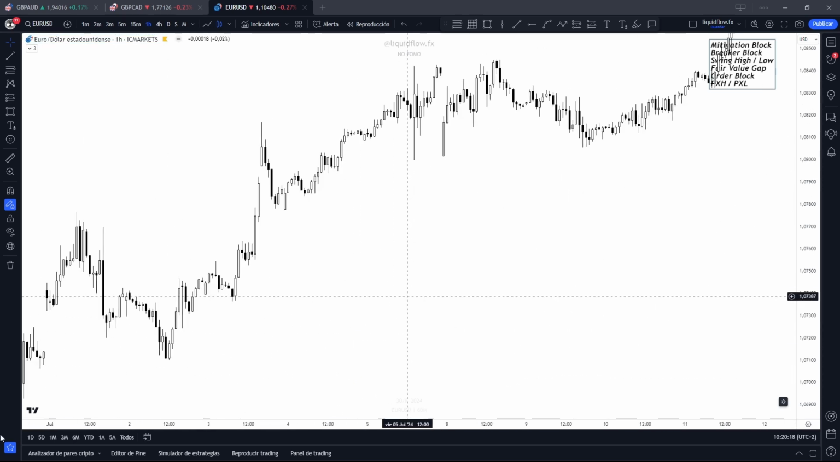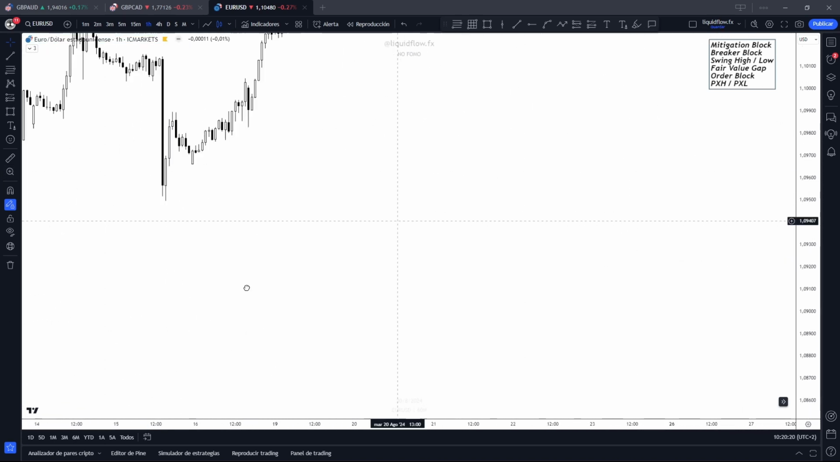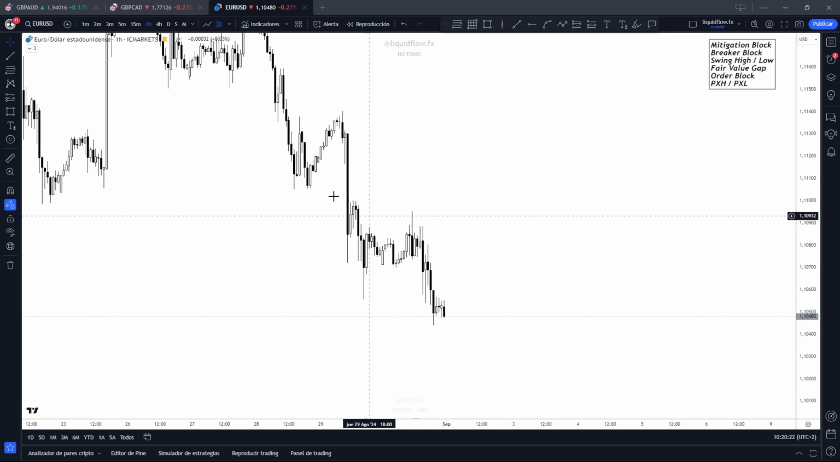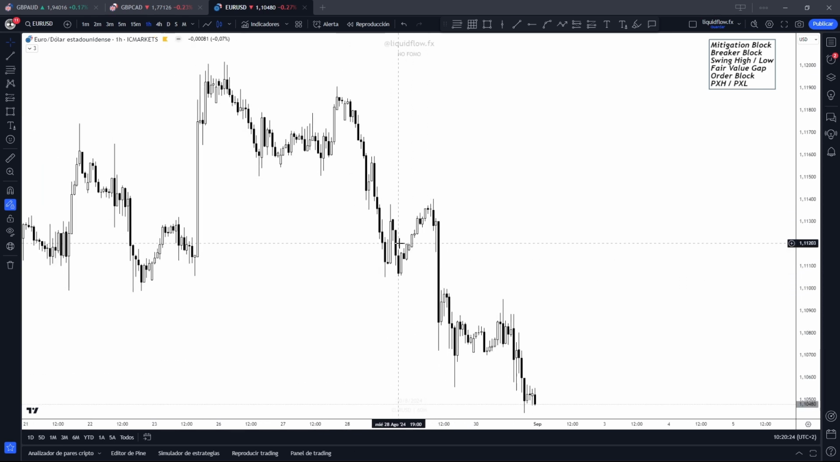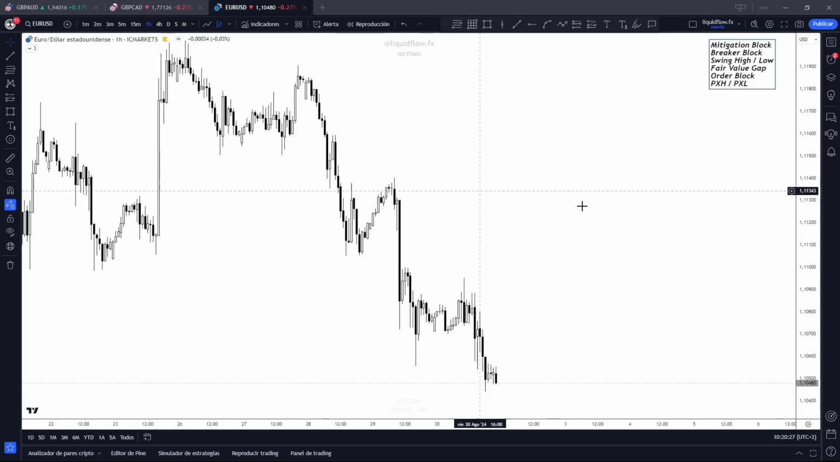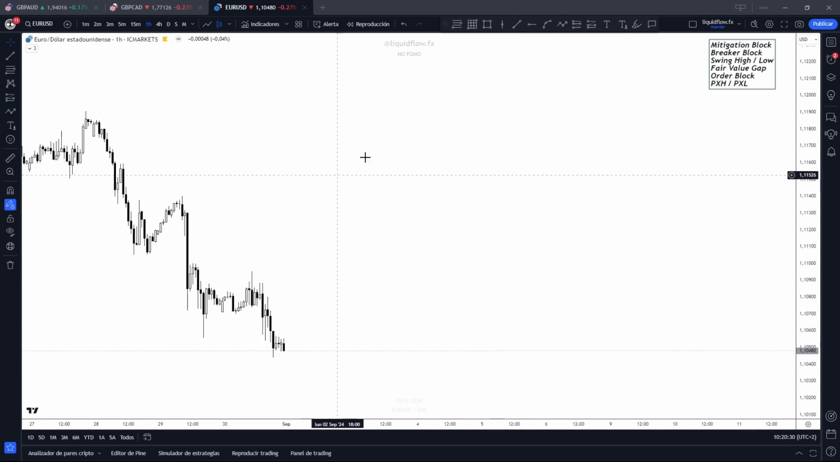Now I can hear you thinking, okay, how can I see the difference between a breaker block and a mitigation block? Okay, I'm going to use the line. If we have this kind of movement here, and we have just one or some consecutive candles here, that will be a mitigation block, okay? Because it's just one, right?